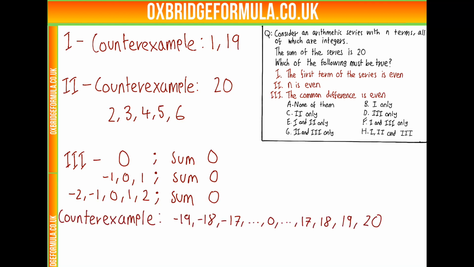And so if we use this, minus 19, minus 18, dot dot dot, to 0 and then up to 19, we know the sum from here to here is 0, and we just add the 20 we want. So we've got an arithmetic series with common difference 1, so the common difference is odd, but the sum is 20. And so 3 isn't true either. And so we've got counter examples to 1, 2 and 3, and so that matches option A in our answers, and so our answer is A.